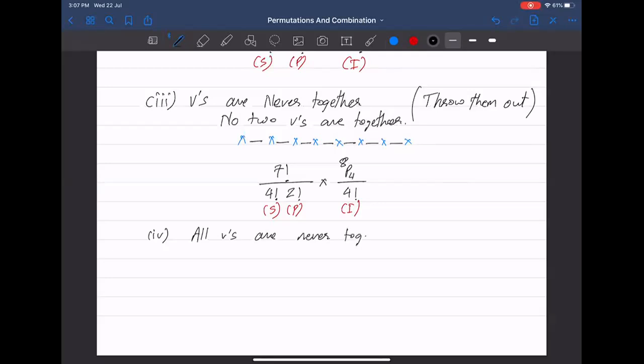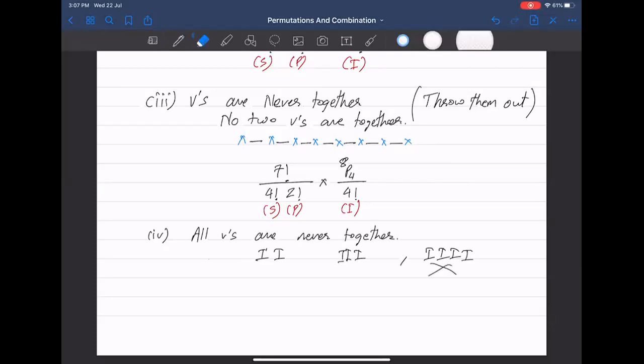So around 3 vowels can be together, but not 4. Correct. All vowels are never together. Meaning, you can have 2 together, you can have I, and then do. So all vowels can be together, you can have 2 vowels together, you can have 3 vowels also together. But 4 together we don't want.